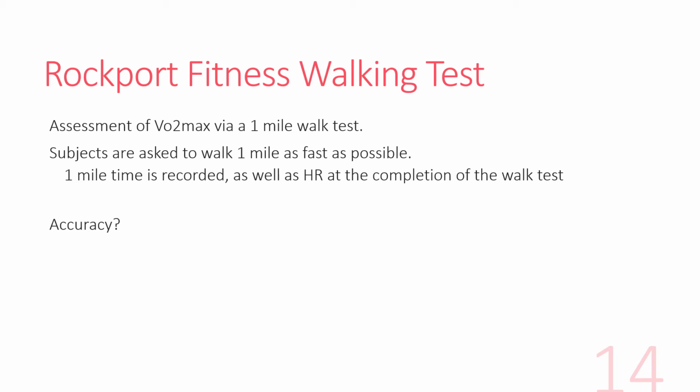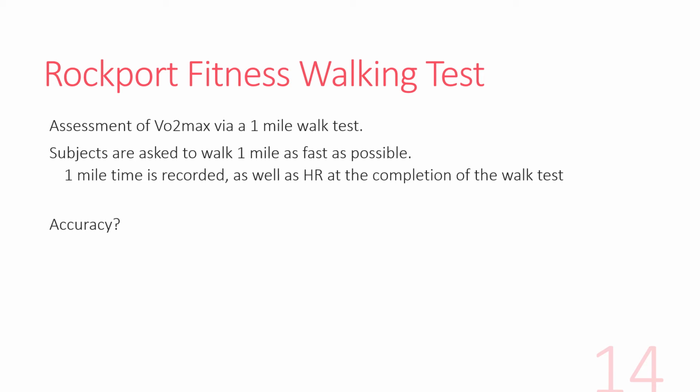So the Rockport fitness test is going to assess our Vo2max via a 1 mile walk. Subjects are asked to walk 1 mile as fast as they can. 1 mile time is recorded as well as heart rate at the completion of their walk test. Again, not a great test for athletic populations. Certainly it is not going to be very accurate for these people. This test is designed for sedentary people, also great for elderly people. Like I said, in terms of accuracy, not extremely accurate for fit individuals.